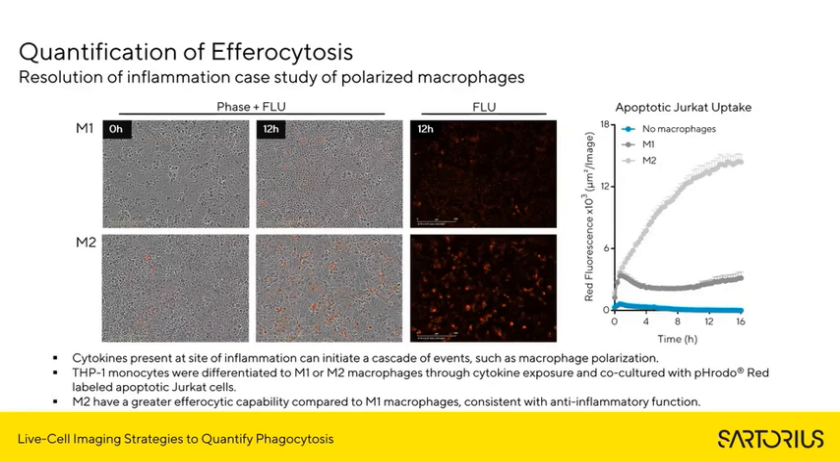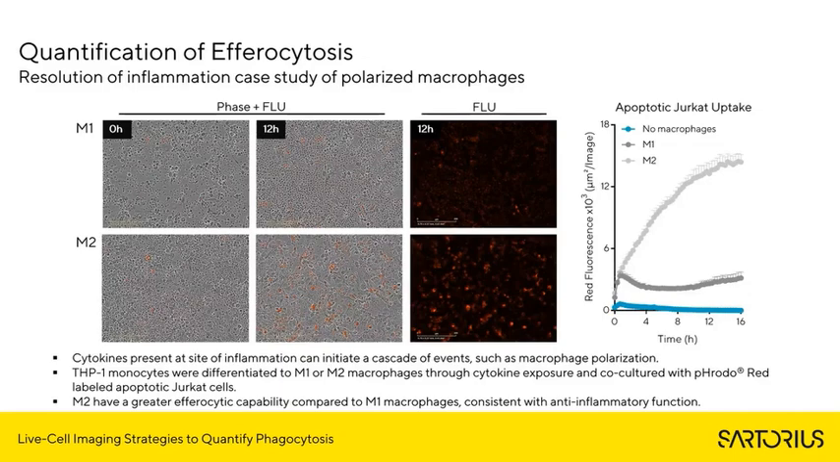The phagocytic ability of differentiated macrophages was assessed using live cell imaging, and the fluorescent signal of the engulfed Jurkat cells was quantified. The data revealed a difference in phagocytic capability between polarized macrophages. M2 had a greater phagocytic capability compared to M1 at 16 hours. And this is consistent with the anti-inflammatory function of M2 macrophages in the resolution of inflammation.